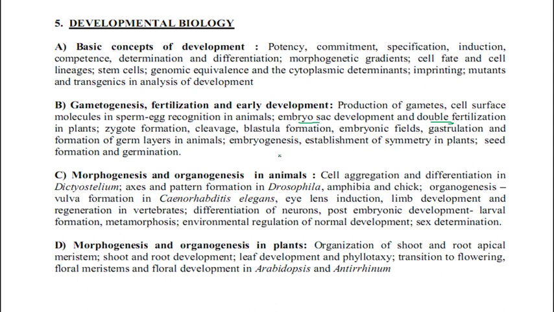Then embryogenesis, symmetry in plants, seed formation and germination. Then in part D, organization of shoot and root apical meristem, shoot and root development, leaf development and phyllotaxy, transition to flowering, floral meristem and floral development in Arabidopsis and Antirrhinum. This Antirrhinum is snapdragon. Okay, so let's begin with embryo sac development and double fertilization.